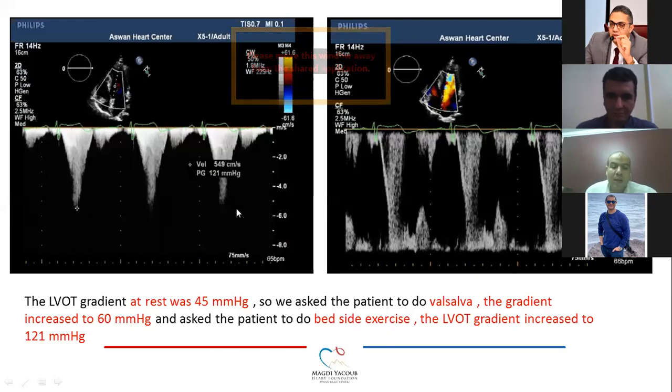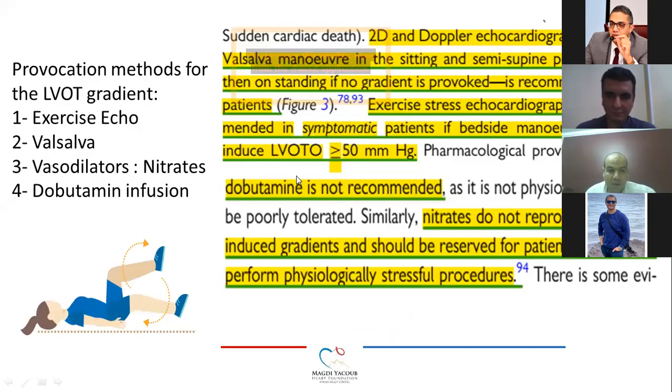A small comment on the provocative methods for the LVOT gradient. The guidelines recommend that we should do provocative methods for the LVOT gradient if it is reported at rest below 50. If it is more than 50, there is no need to do provocative methods. If it is less than 50 and the patient is symptomatic, we should go for one of these provocative methods: either exercise echo, Valsalva, or vasodilators.